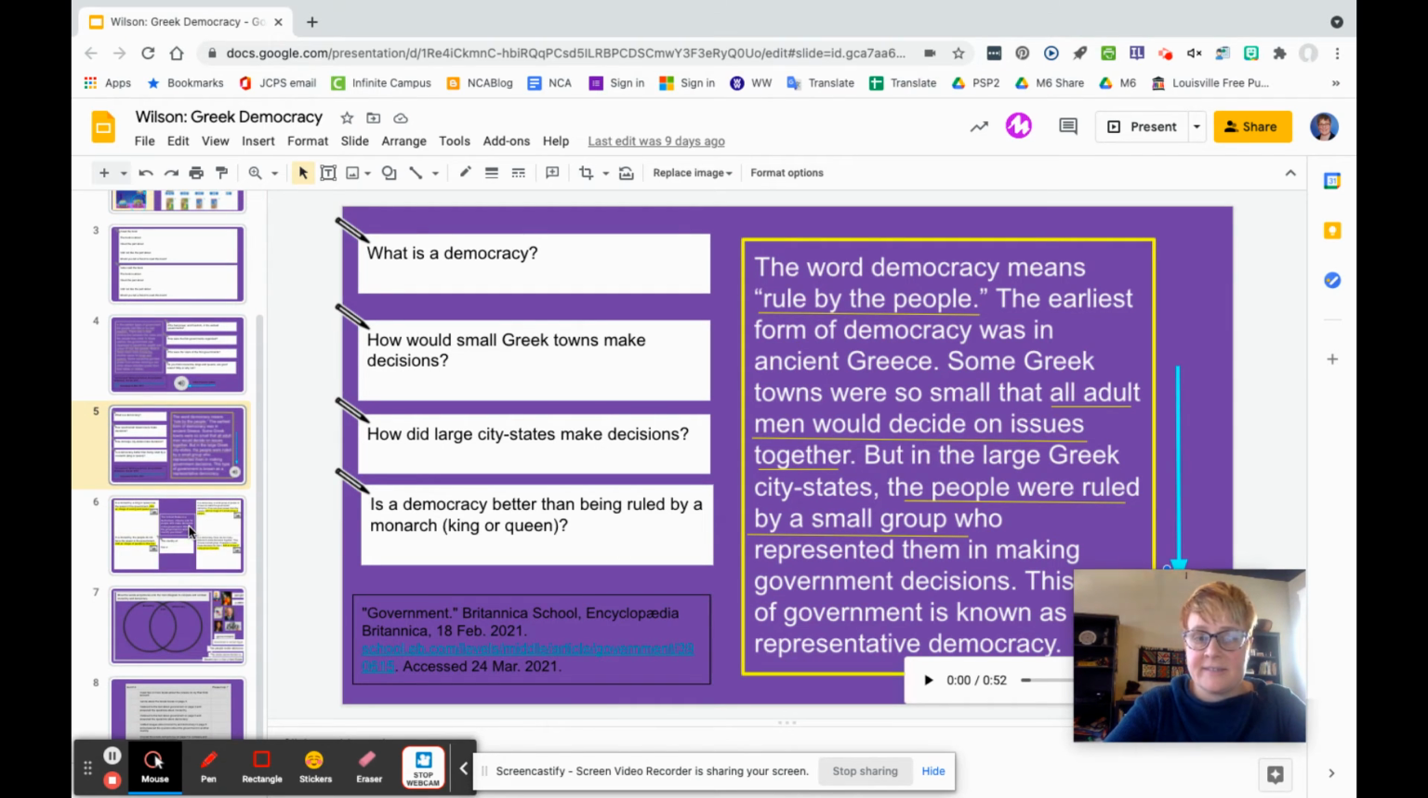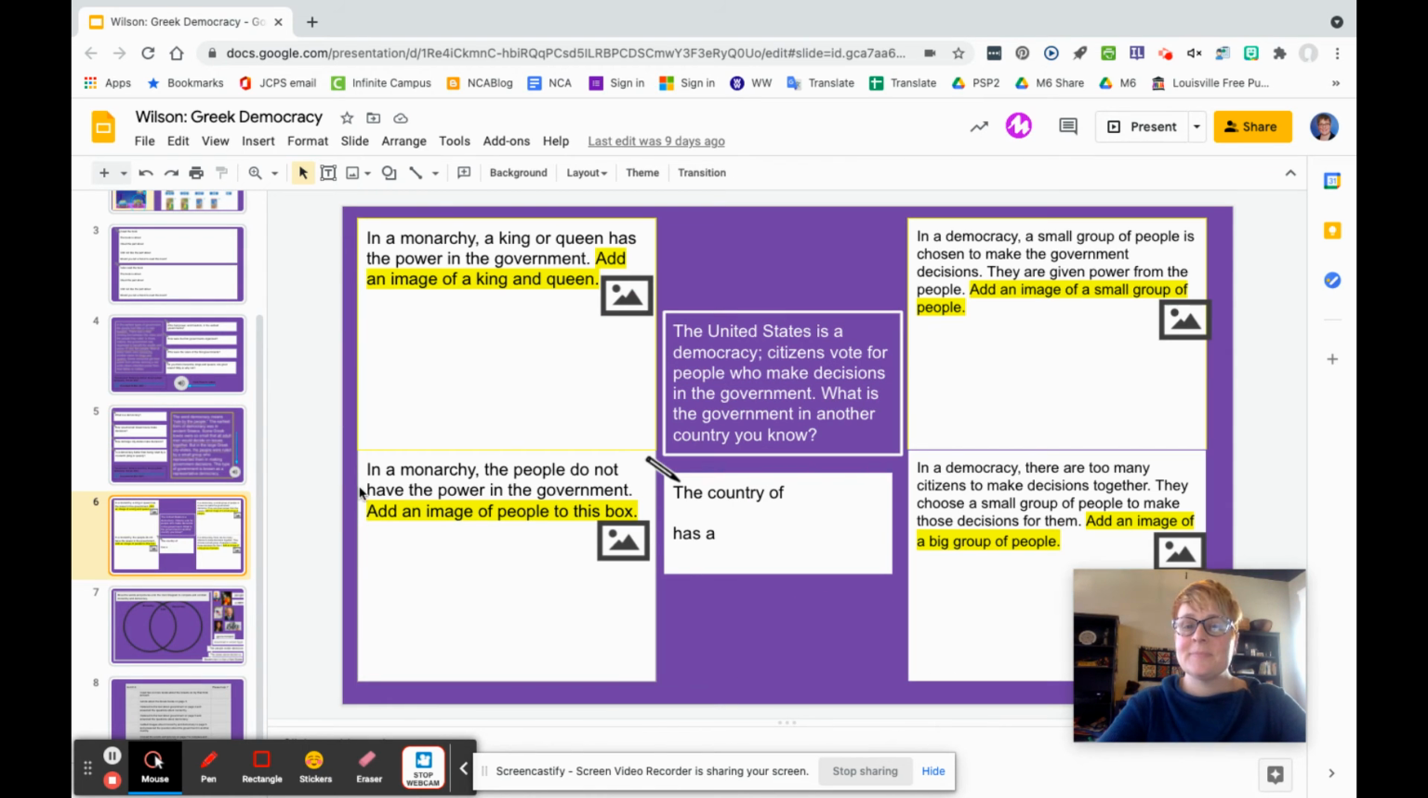On page 6, here it says the United States is a democracy. Citizens vote for people who make decisions in the government. What is the government in another country you know? So maybe you know about Tanzania or Cuba or Congo or Turkey or Pakistan or Saudi Arabia or Iraq. Whatever country you know about, you can write, is it a democracy or is it a different kind of government? Here, you're going to add images of different types of government and people.